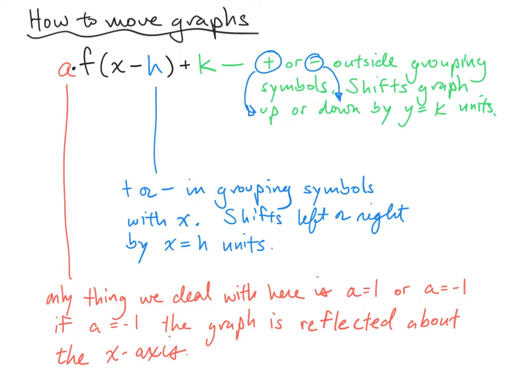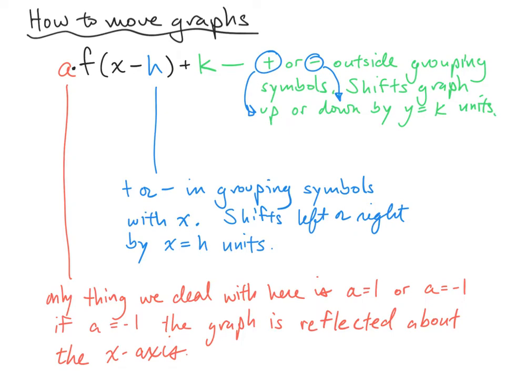Next, let's take a look at the other variable outside of grouping symbols, a. So with a, I had to put the description way down here. The only thing we deal with here is a being 1 or -1. So most of the time, it's either just going to be blank in front of our parent function, or we're going to have a -1 or a negative sign in front of our parent function. That's it. If a is -1, the graph is reflected about the x-axis.